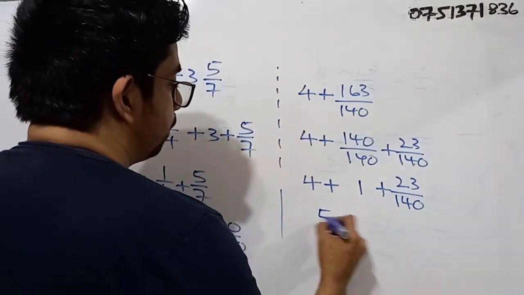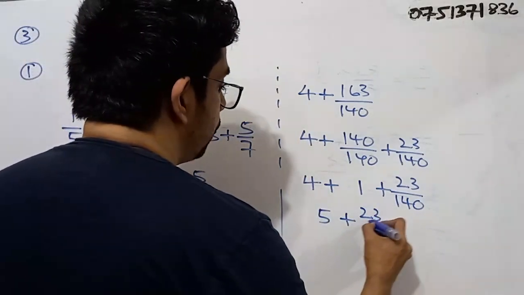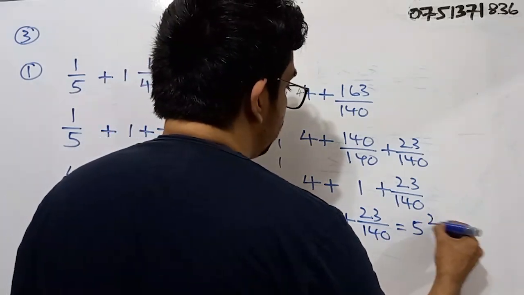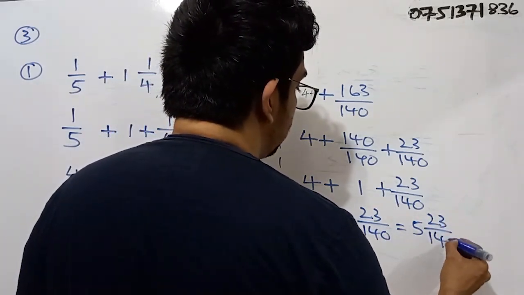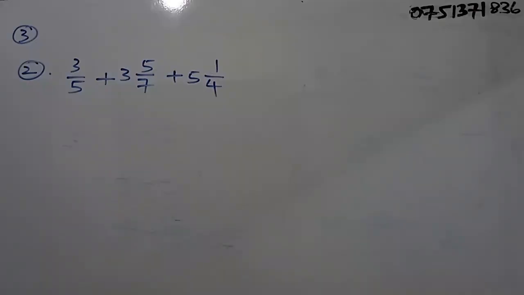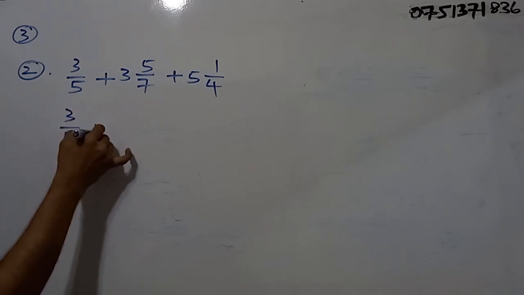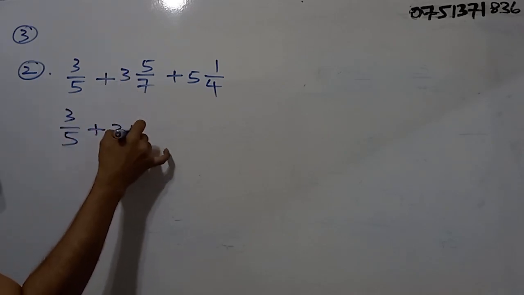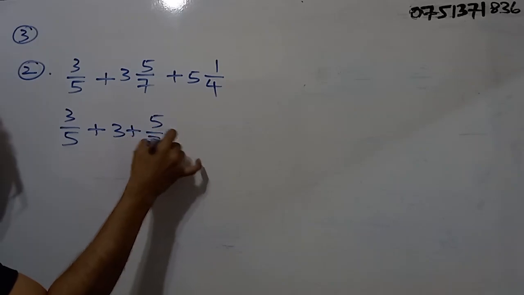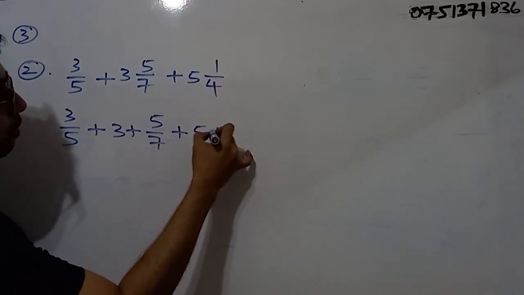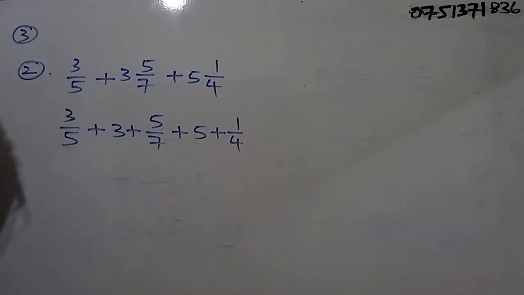4 plus 1, what is that? 5 plus 23 by 140. That means what? 5 and 23 by 140. That's the answer. Right, so this is the next expression that we need to simplify. Okay, so 3 by 5 plus, I can rewrite this as what? 3 plus 5 by 7 plus, then I can rewrite the third fraction as 5 plus 1 by 4.